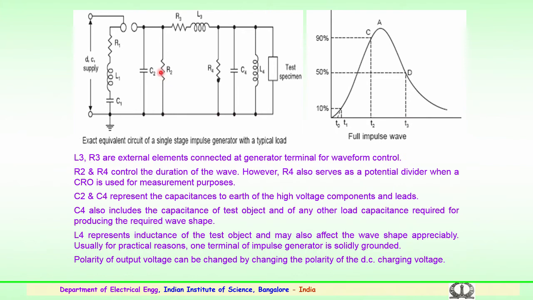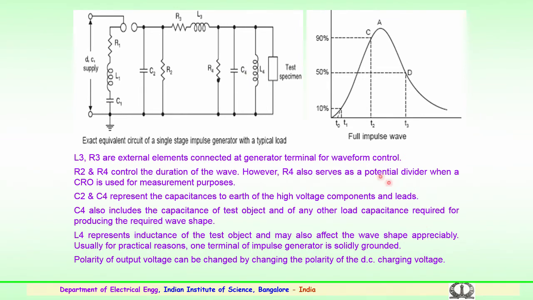So, C2 and C4 represent the capacitance to earth of the high voltage equipment or component and the leads. Particularly, C4 also includes the capacitance of the test object and of any other load capacitance required for producing the required wave shape. So, R3, C4 and R4 play a role in the waveform shaping.